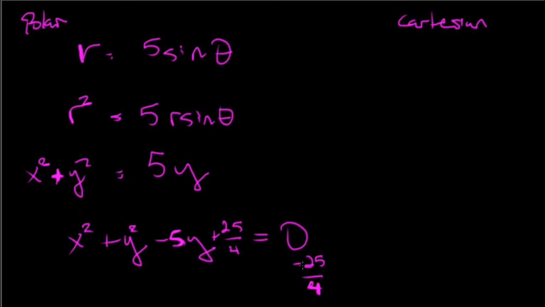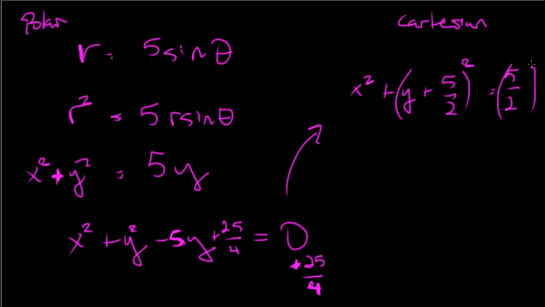Oops, I totally meant to add that. All right, I added 25 over 4 to one side. I need to add 25 over 4 to the other side. And then I'm almost at the Cartesian answer. We have x squared, y squared minus 5y plus 25 over 4. That has been completed. We have y plus 5 halves quantity squared is equal to 25 over 4. I'm going to be clever and write that as 5 over 2 quantity squared. And there we have it.